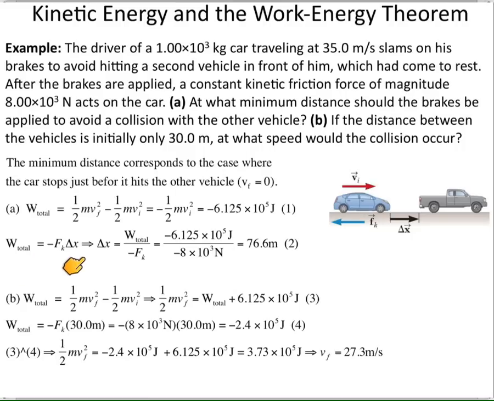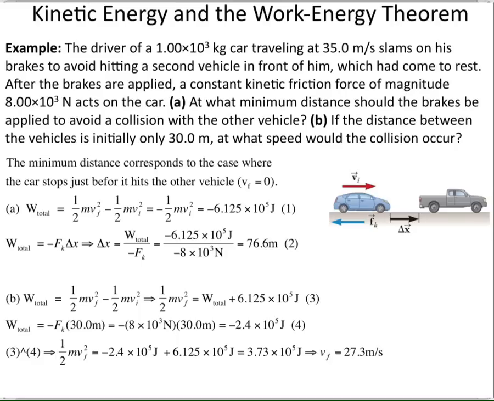Force of friction times delta x must be equal to the work done by the frictional force, which we have calculated in the first part. So we can write minus Fk times delta x is equal to this quantity. But I know Fk is given as 8,000 newtons, 8 tons. So I can solve for delta x. I can find the stopping distance just by dividing the total work done by the frictional force by the frictional force itself, 8,000. And you will find 76.6 meters.